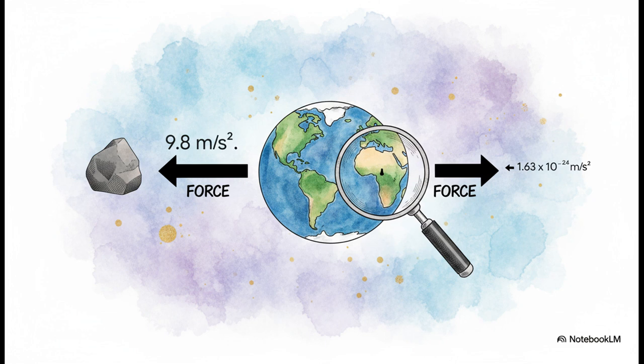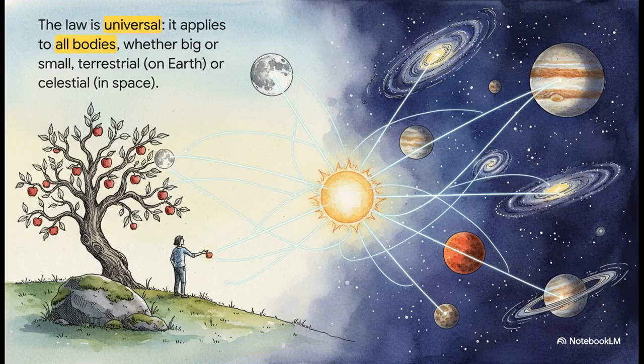But because force equals mass times acceleration, that exact same force causes a really noticeable acceleration in the small stone, about 9.8 meters per second squared. Meanwhile, on the unimaginably massive Earth, that same force produces an acceleration so ridiculously infinitesimally small that it's completely impossible to detect. And this right here is what makes Newton's law truly universal.